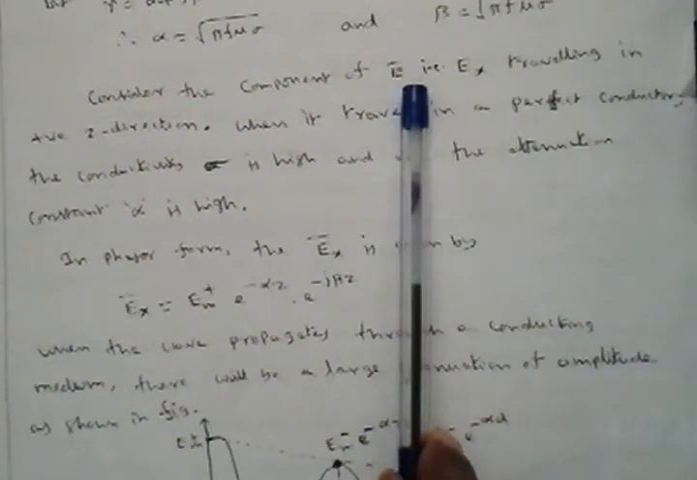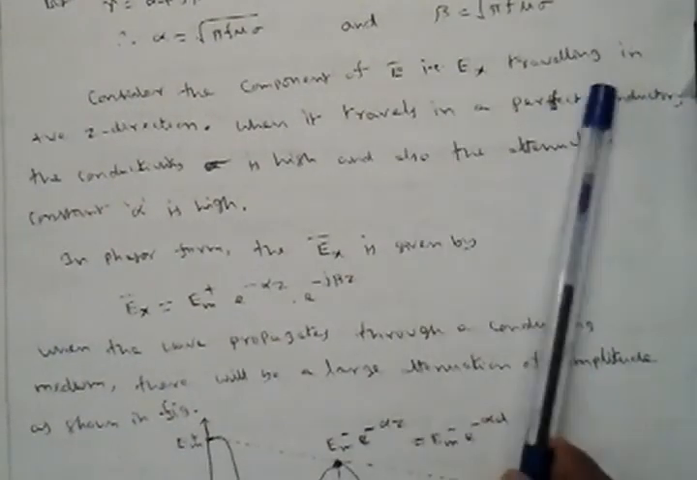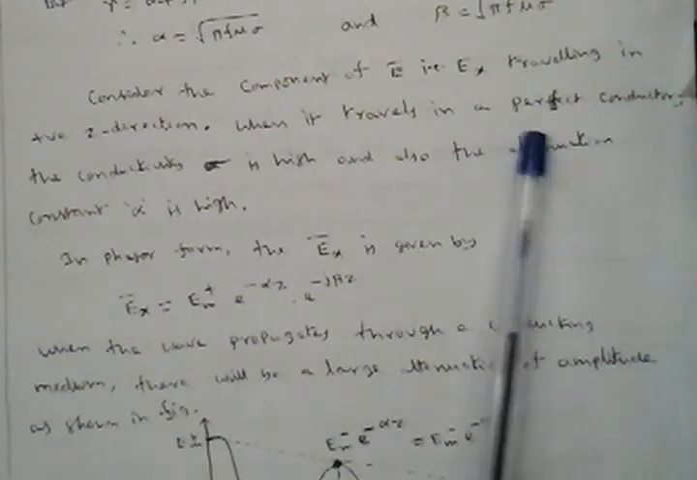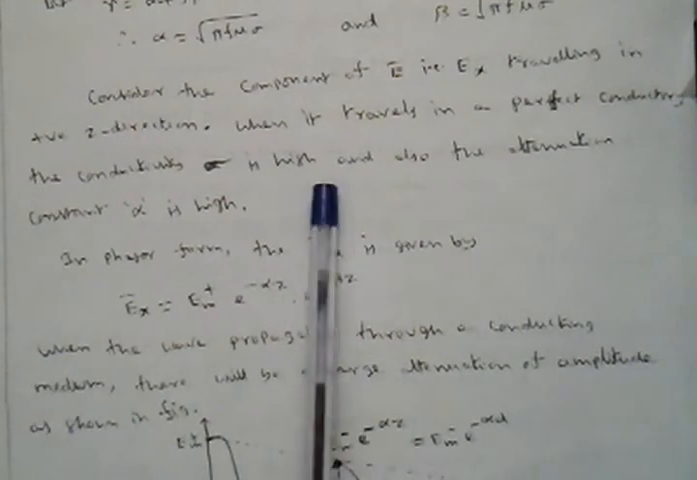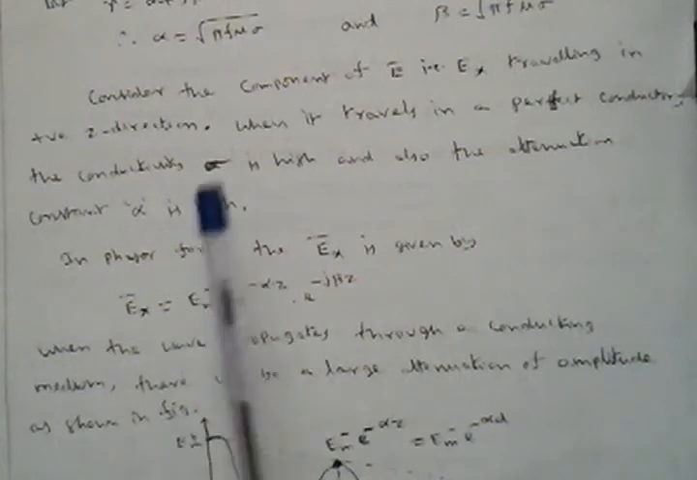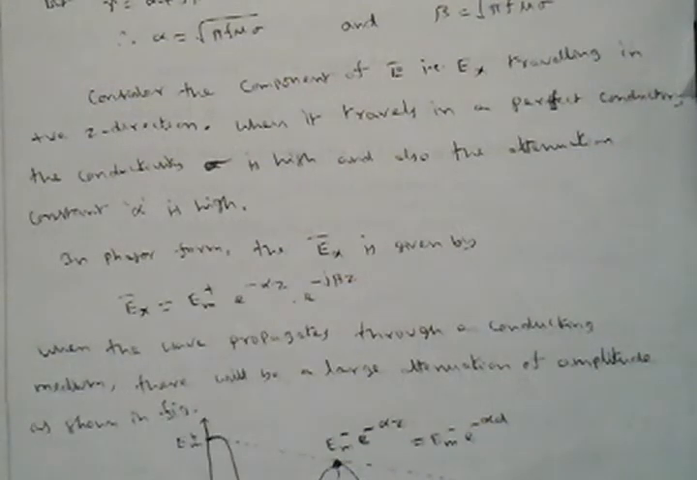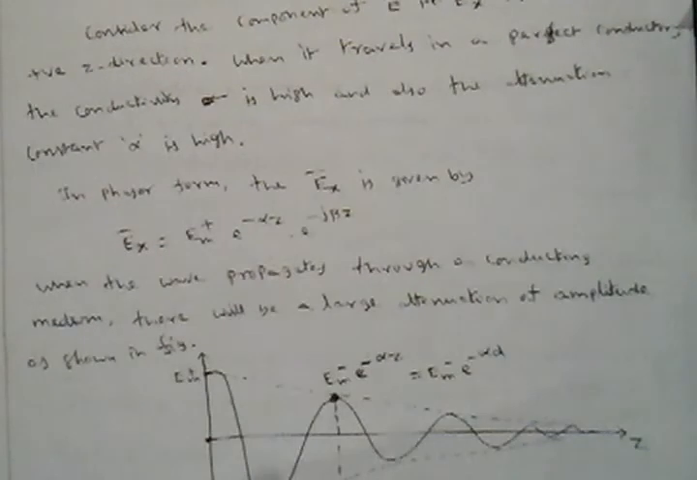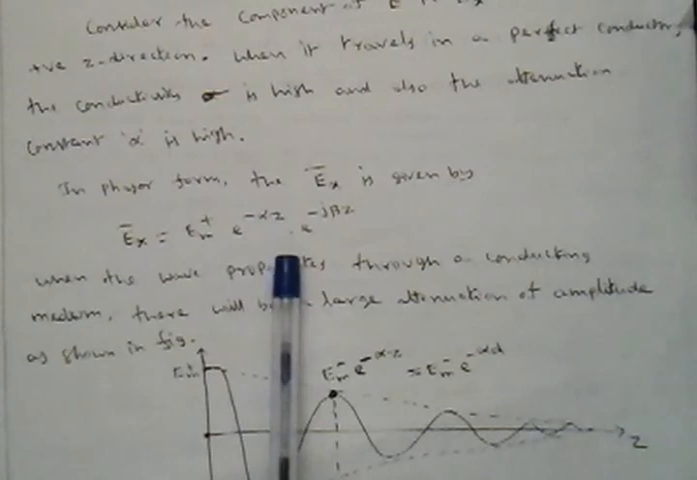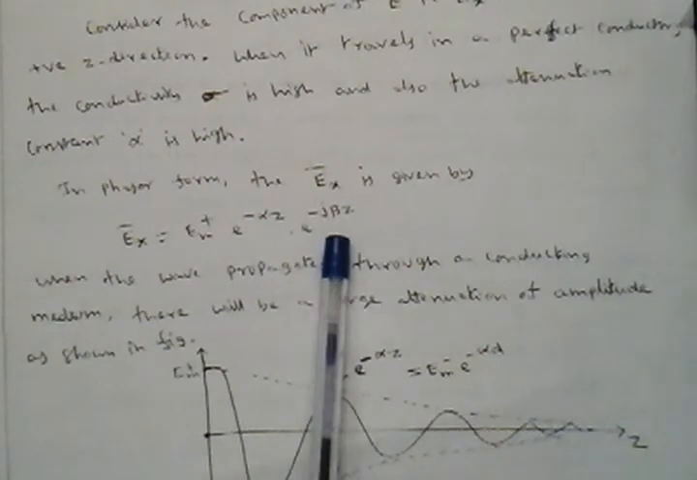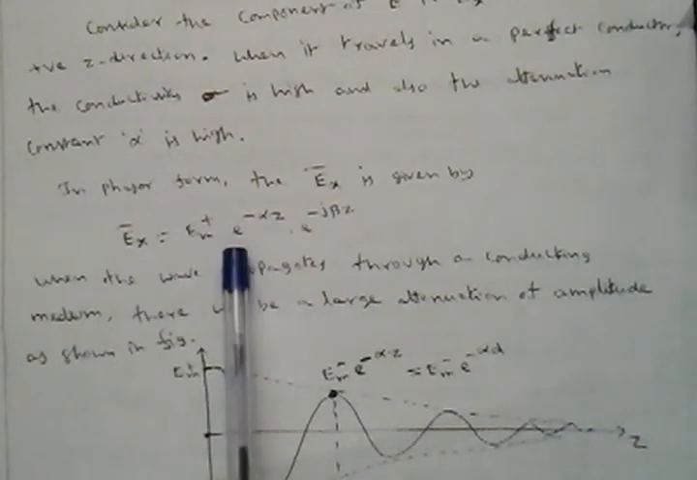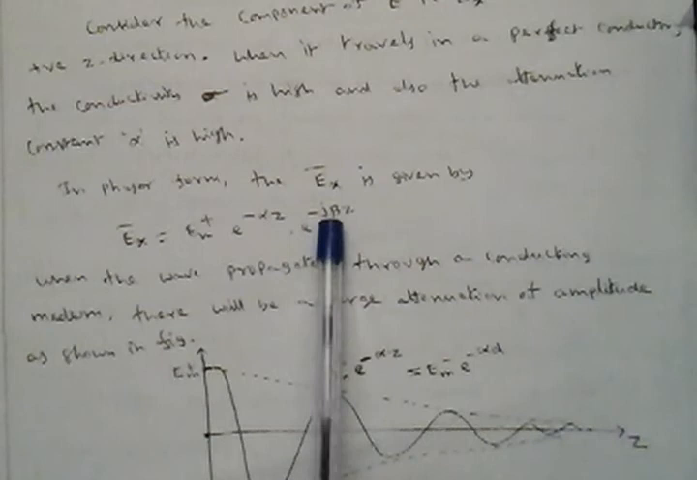Consider a component of E, that is Ex, traveling in the positive z direction. When it travels in a perfect conductor, the conductivity is high, and so the attenuation constant alpha is also high. In phasor form, Ex is equal to Em plus e power minus alpha z into e power minus j beta z, as per the previous topic.